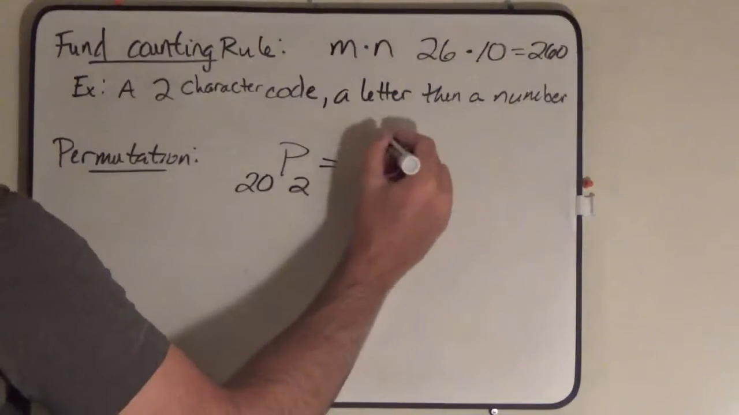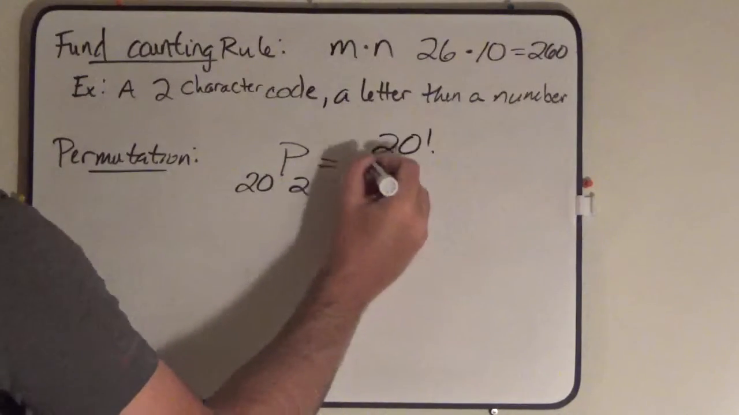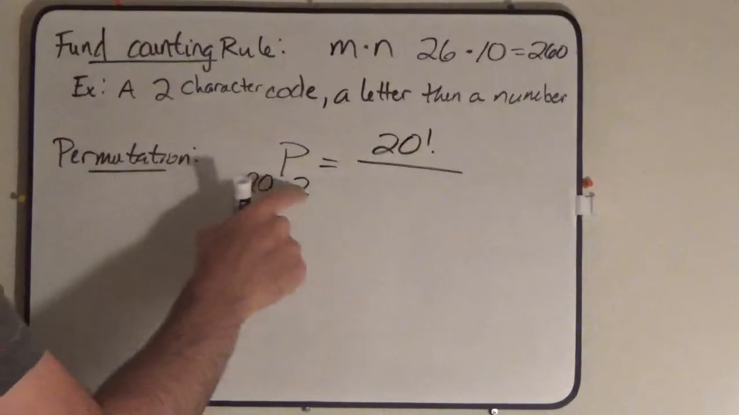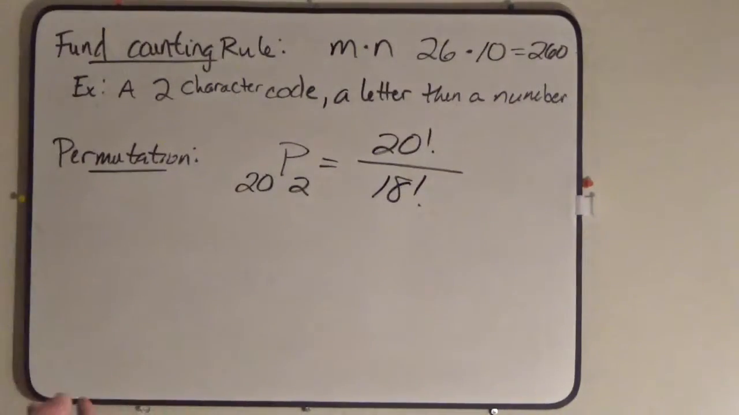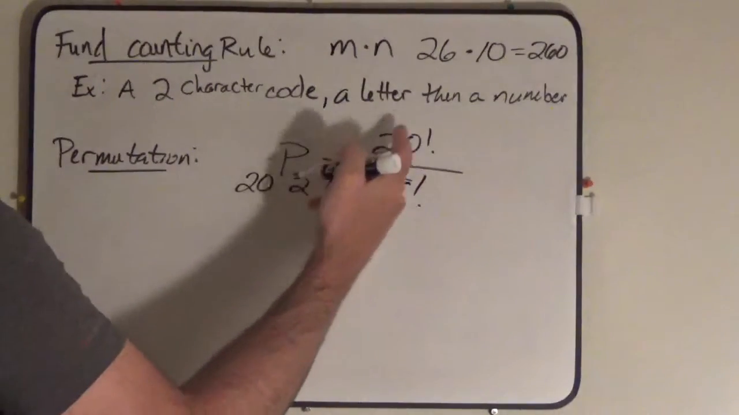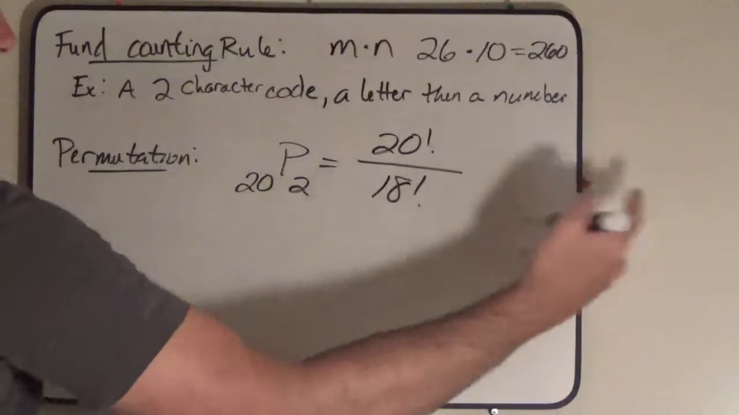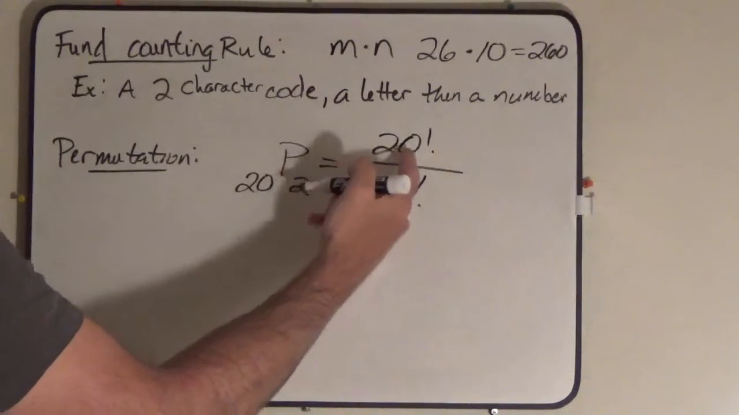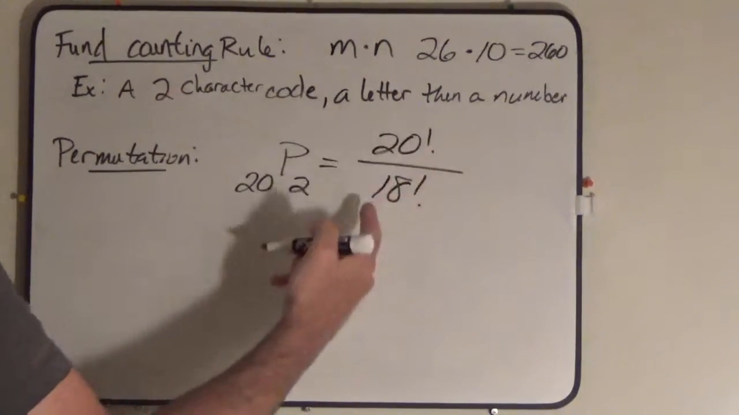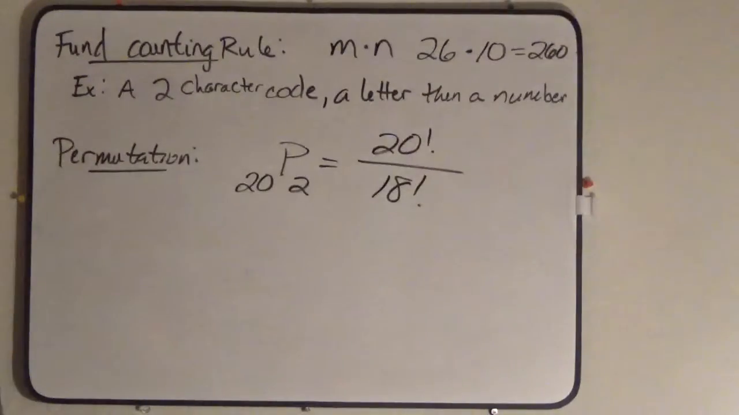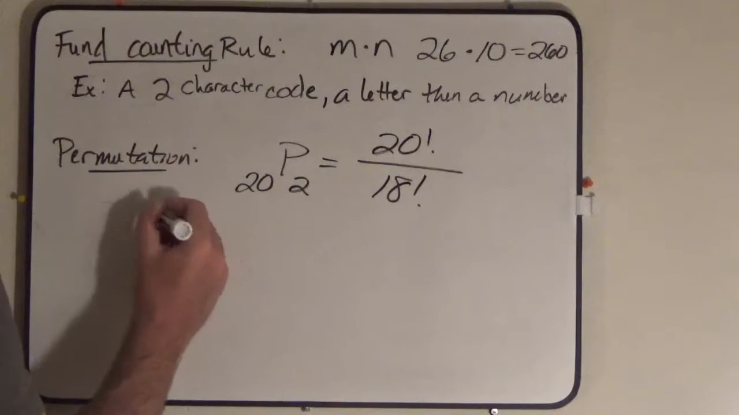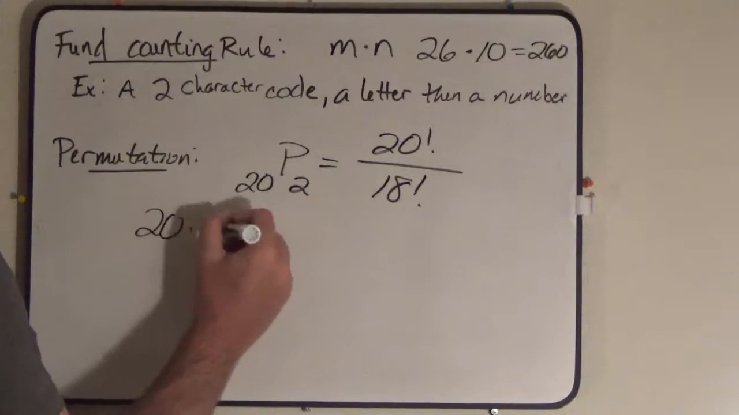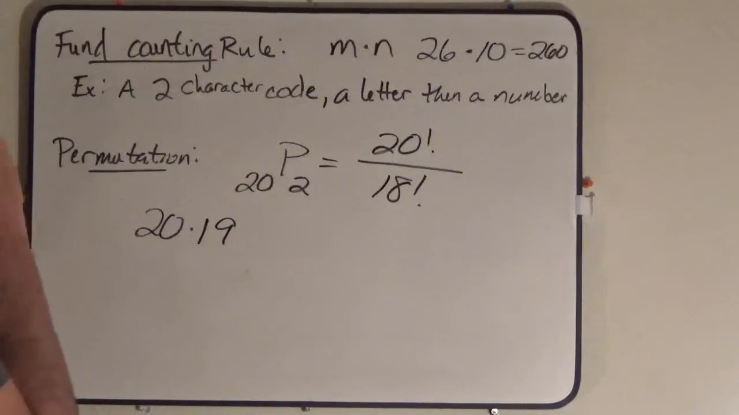So setting that up, that's 20 factorial over 20 minus 2, which is 18 factorial. Now guys, this is really easy because this goes 20 down, right? And this goes 18 down. So I only have to carry 20 down to 19 because 18 and down will all cancel out with each other. I'll give you a better example of that in just a minute. This will be 20 times 19. That's all that is.